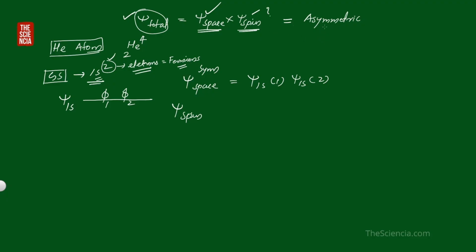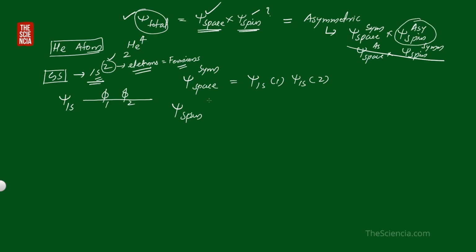So in order to make the total wave function asymmetric, there are two possibilities. One is space part symmetric and spin part asymmetric, or space part asymmetric and spin part symmetric. Here, an asymmetric space part is not possible, okay? So the spin part should be asymmetric, right?